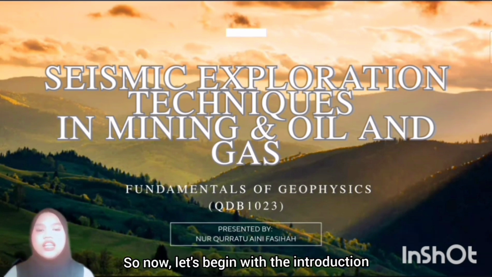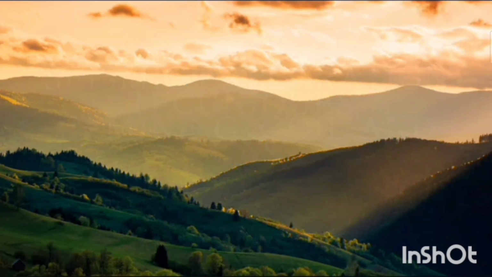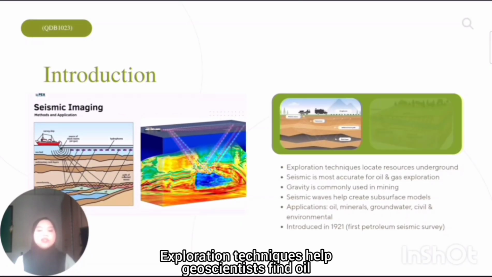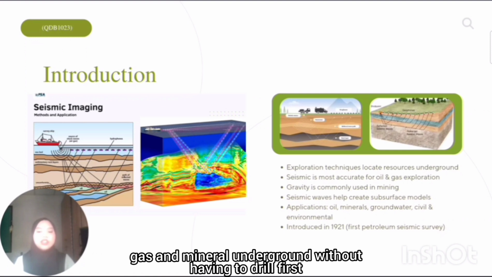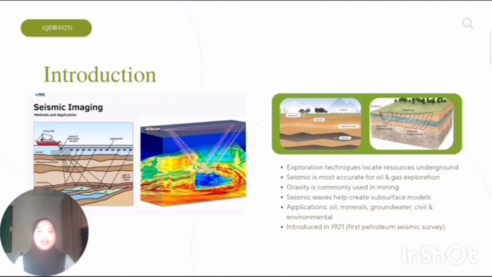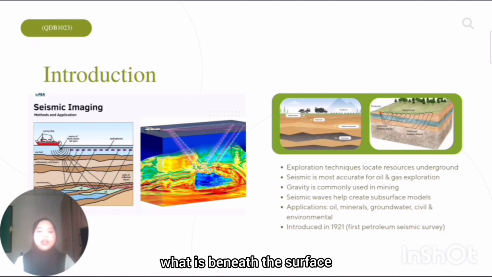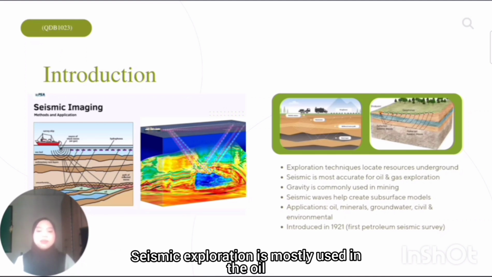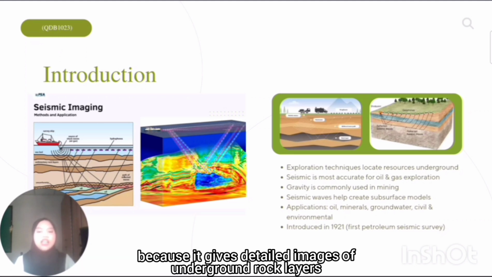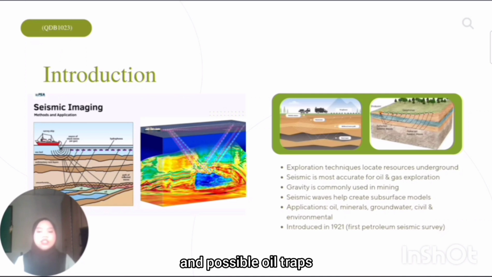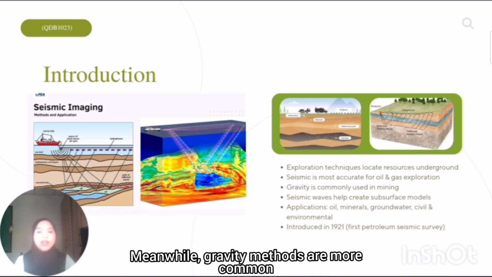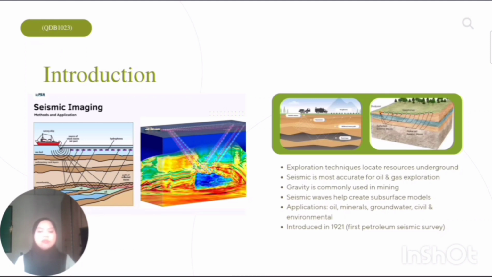So now, let's begin with the introduction. Exploration technique help geoscientists find oil, gas, and mineral underground without having to drill first. Methods like seismic and gravity survey give a clearer picture of what is beneath the surface, saving time and cost. Seismic exploration is mostly used in oil and gas industry because it gives detailed image of underground rock layers and possible oil traps. Meanwhile, gravity methods are more common in mining to detect large heavy mineral deposits.